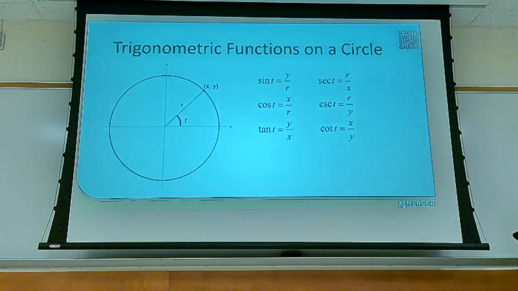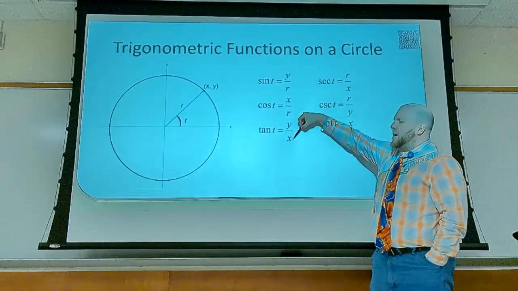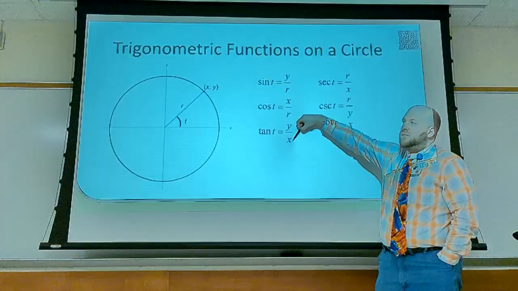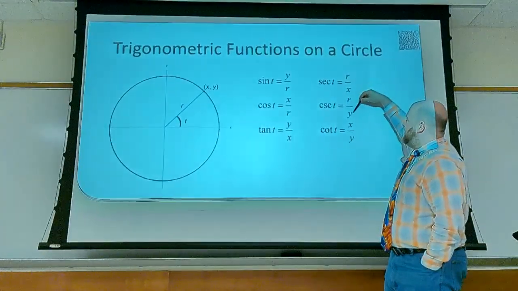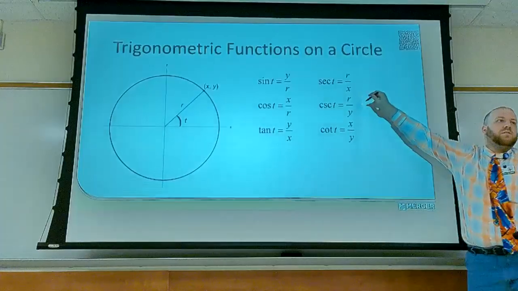Then in quadrant 1, positive, positive, positive over positive, it's positive. All 6 are going to be positive in quadrant 1.